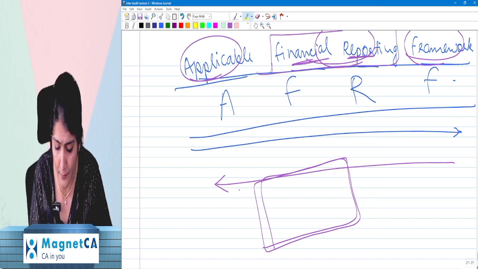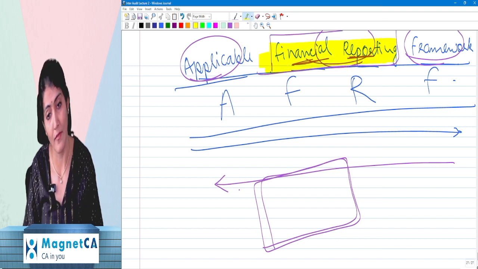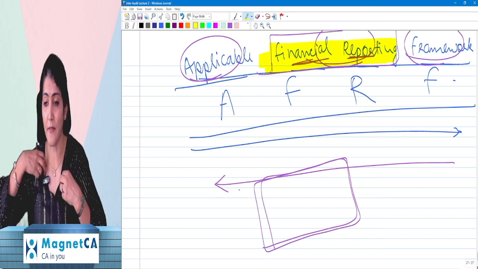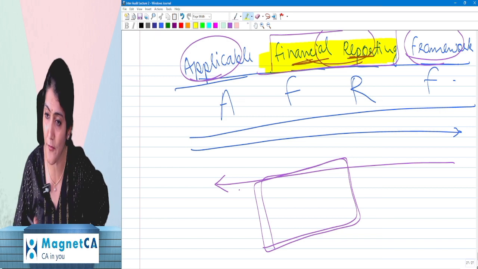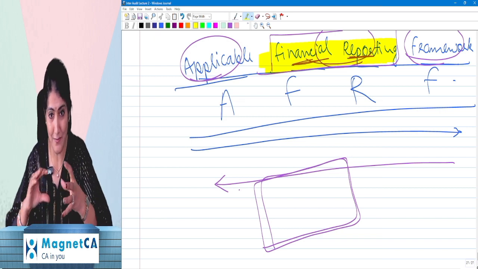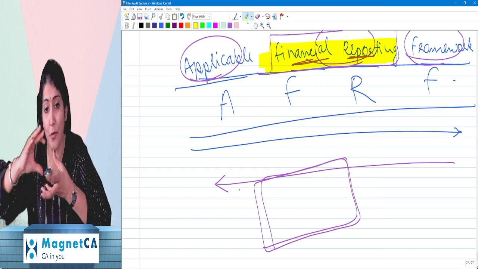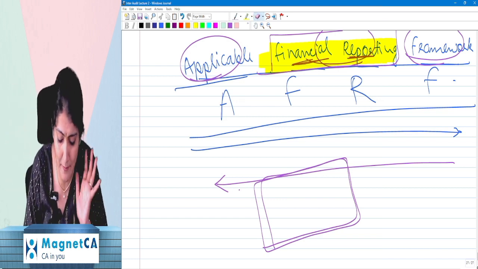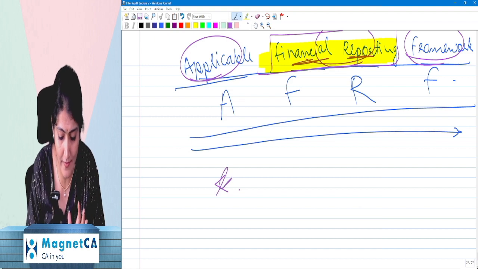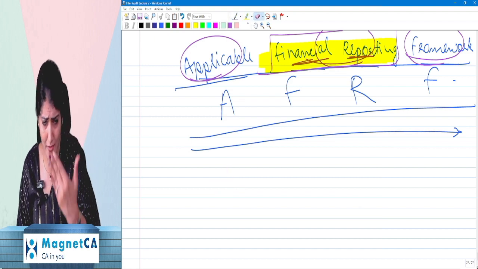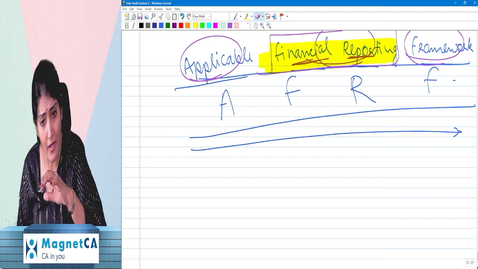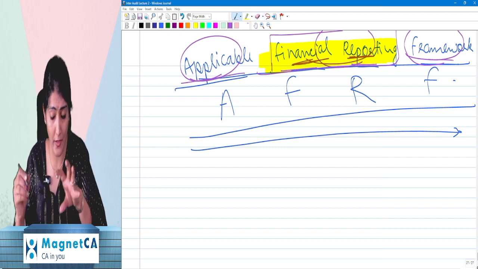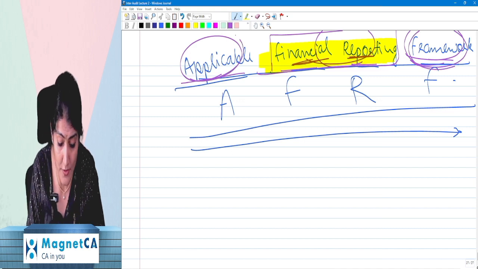What is financial reporting? You'll say, ma'am, CA Final Group 1 accounts. That is financial reporting. Once you do accounting, then you can prepare financial statements. That's your financial reporting. Ultimately, financial reporting is nothing but your accounting. So applicable financial reporting framework is the framework which is to be applied.